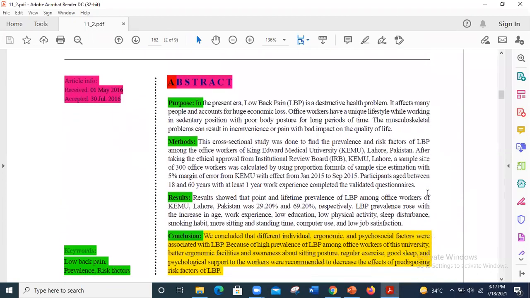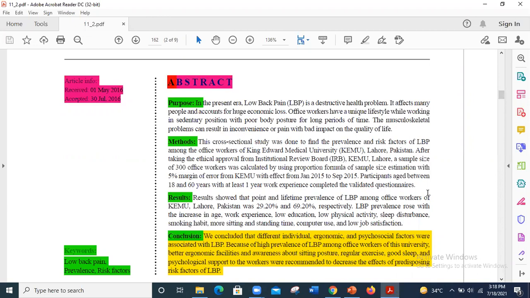Next is abstract. Abstract could be of two types, having headings or without headings. You may see an article having headings, as you can see on my screen as well: purpose, method, results, conclusion. On the other side, you can see an abstract having simple sentences in paragraph form. It doesn't make any difference. It is basically the demand of the journal, saying that you must have an abstract having headings or you must have an abstract having no headings. So it's totally up to your institute's demand, or your journal where you're supposed to publish your research.